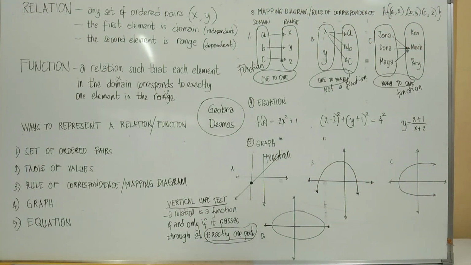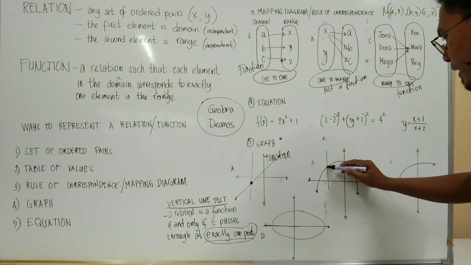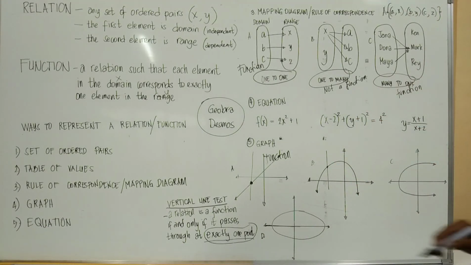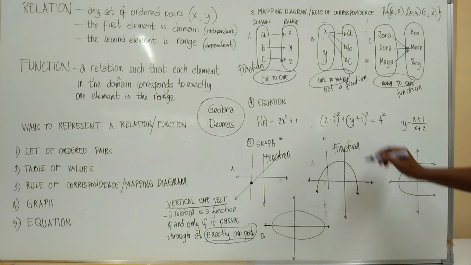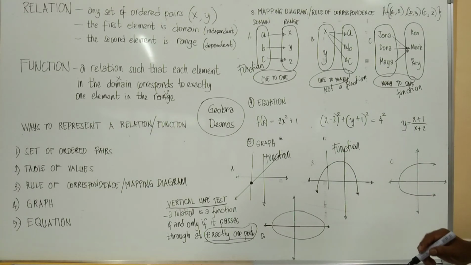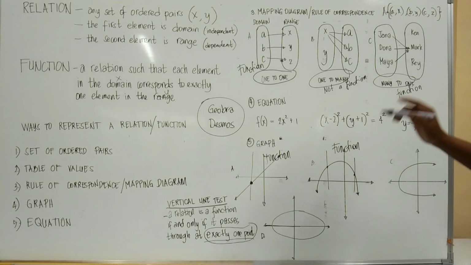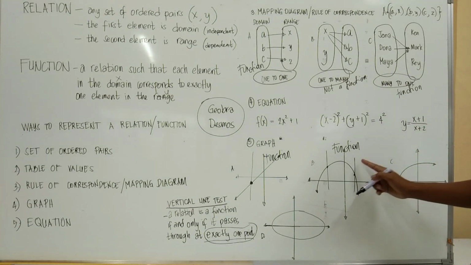Okay, let us proceed to letter B. If we try to put a vertical line in here, you will see that it will pass through exactly one point. So letter B is also a function. If you put a vertical line in here, it will also pass at exactly one point. So it is a function.